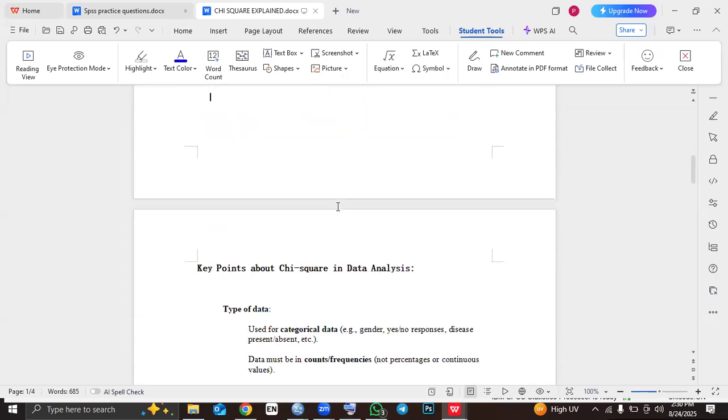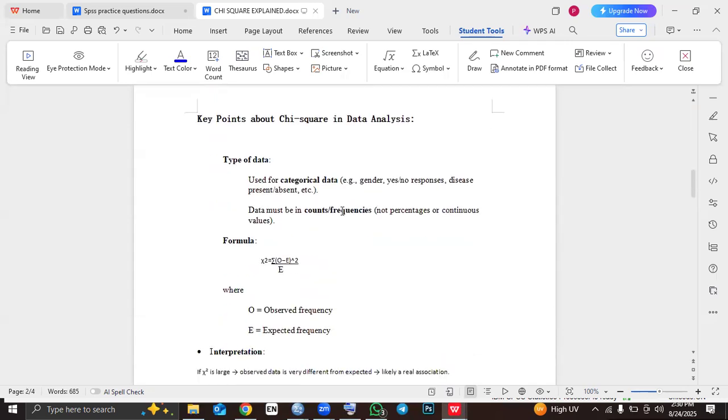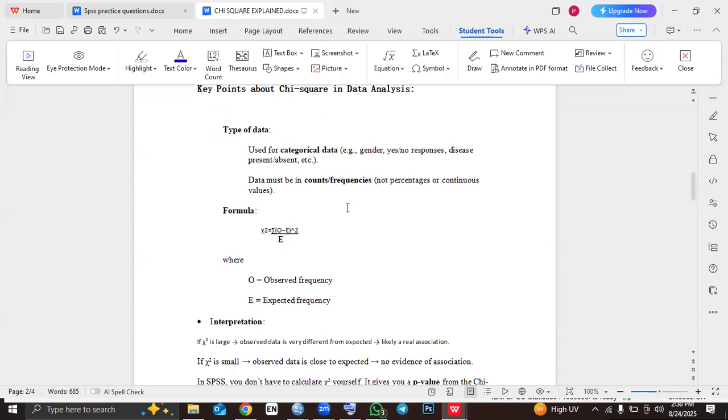Good. Moving on. The key points that we have to know about the chi-square test is, one, that the chi-square test is mostly run for categorical data. Examples of categorical data would include gender, number of responses, disease type, and so on and so forth. Two, the data must be in counts or frequencies and not percentages or continuous values.